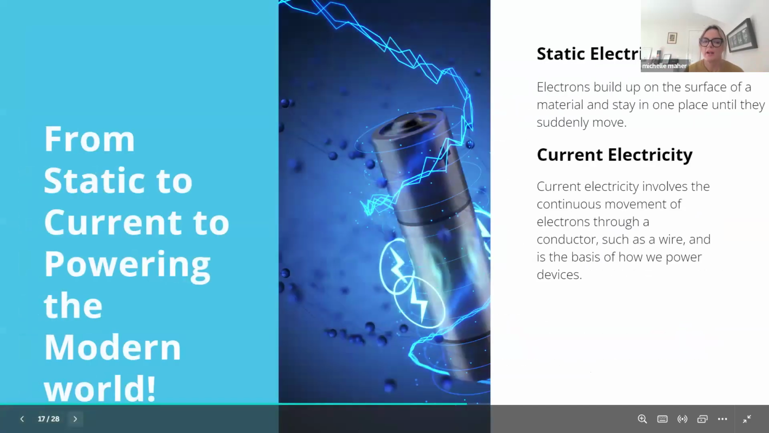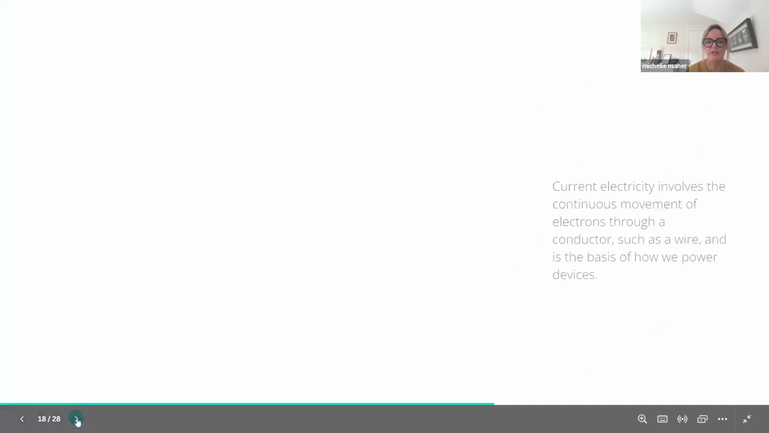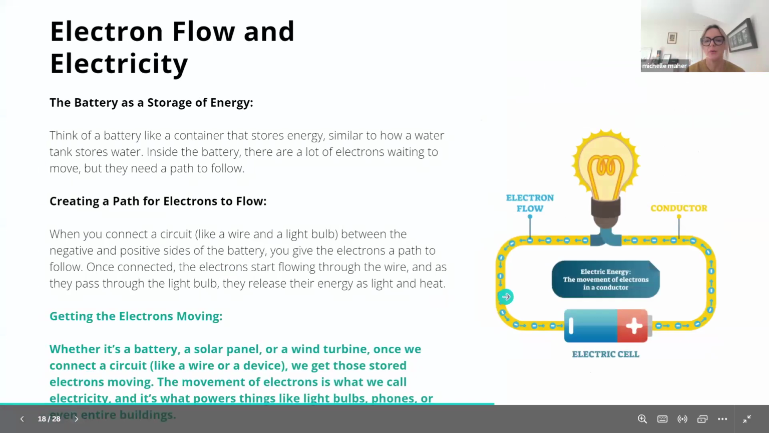So we're going to look at current electricity, which is the movement of electrons all the way around circuits and stuff like that. It's really when we get electrons to start moving. I'm actually going to stop sharing for a second, and we're going to look at it this way.